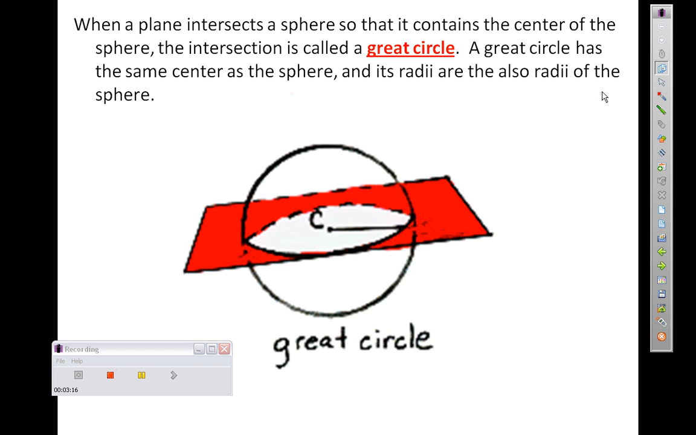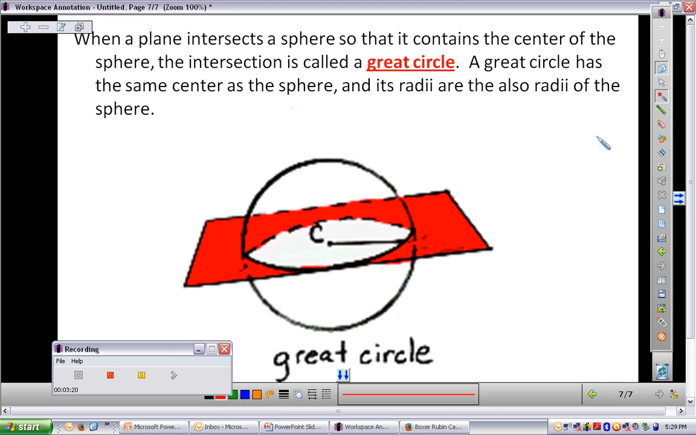When a plane intersects and the circle contains the center of the sphere, the intersection is called a great circle. So you can see here the plane in red is intersecting the sphere, and the plane contains the center of the sphere. So this circle that is formed is considered a great circle. The key to a great circle is that the radii of this great circle are also the radii of the sphere.